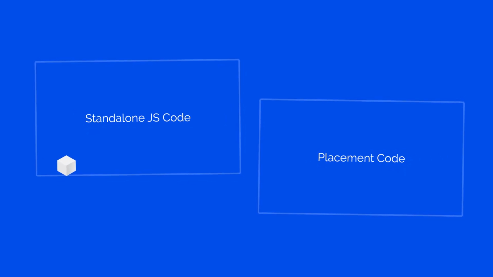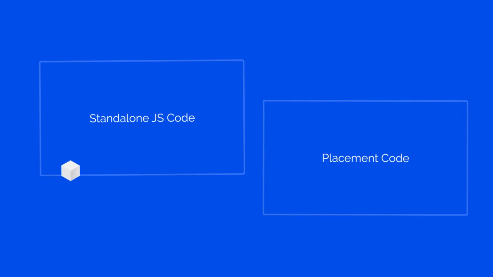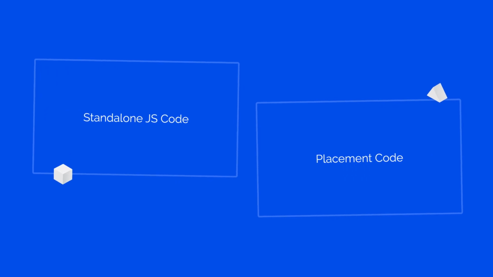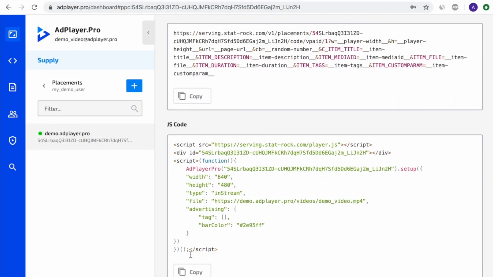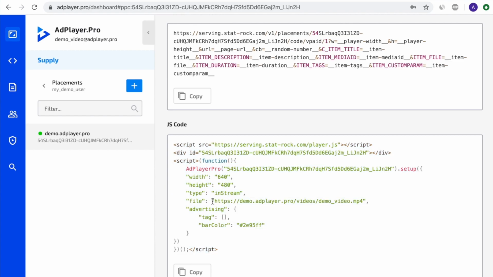You will either be using a standalone player JavaScript code for integration, which means the video player params are configured programmatically directly on your website, or, so to speak, placement code. This is what the standalone player JS code looks like. As you see, it includes a set of params, among which there is a link to the video file aimed for streaming, which can be changed anytime simply by replacing the file URL.